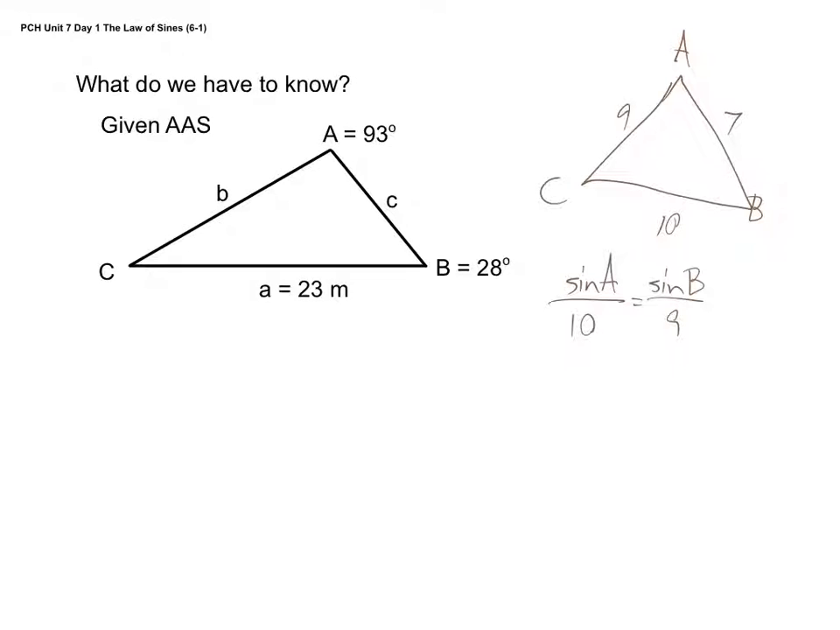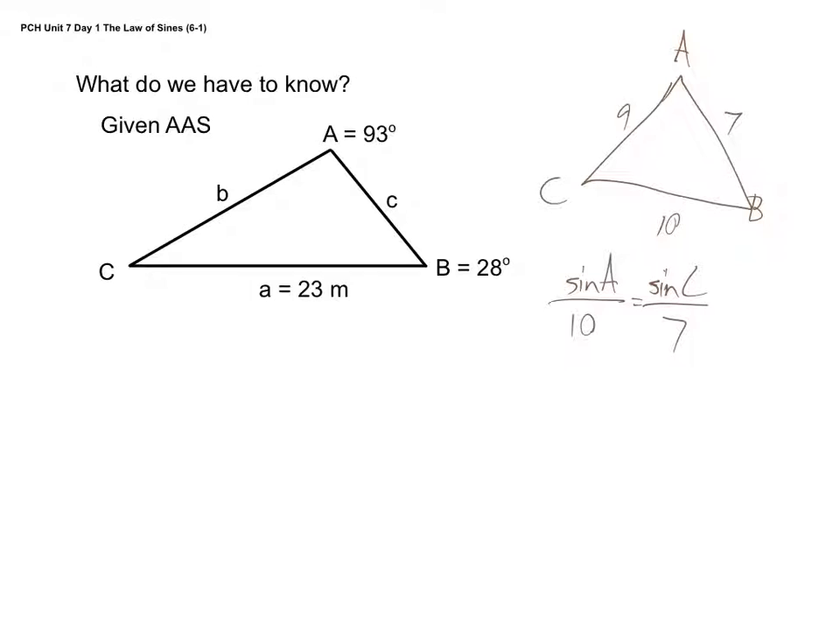Okay, so, well, what if we tried to use angle C instead? All right, well, sine of angle C over 7. Oops, I don't know either of those two angles again. So I'm missing something here. Okay? So the law of sines will not work for every triangle that we're trying to solve. It all depends on what we know about the triangle to start with.